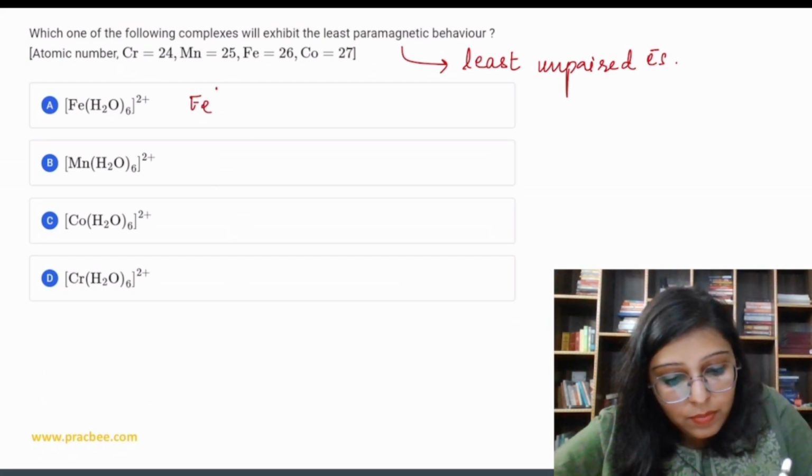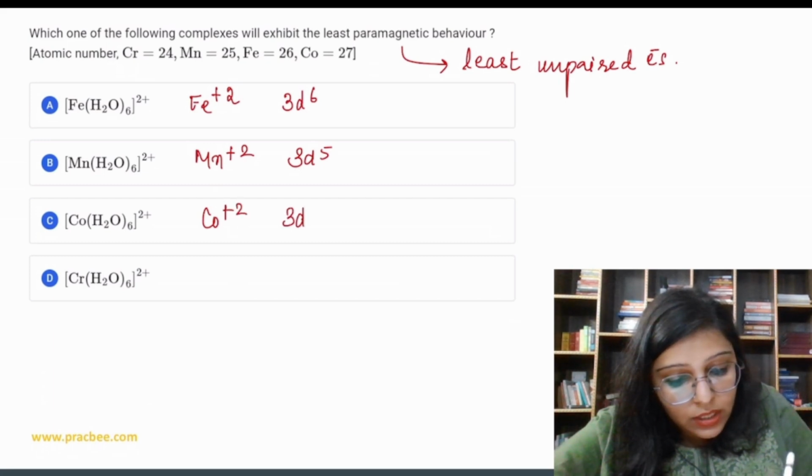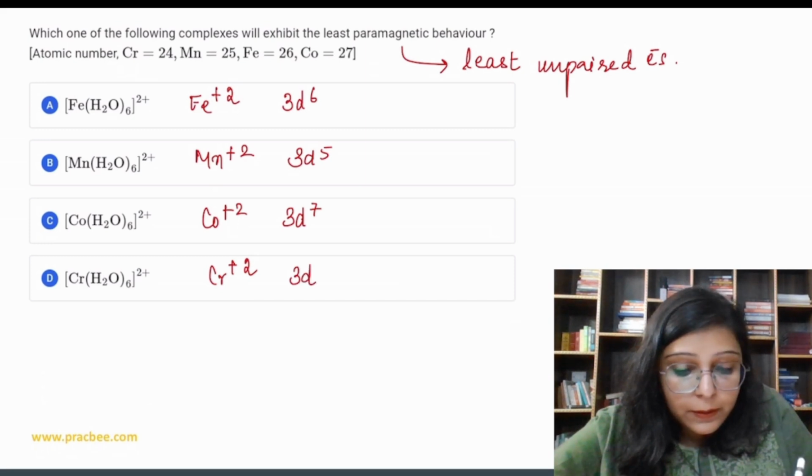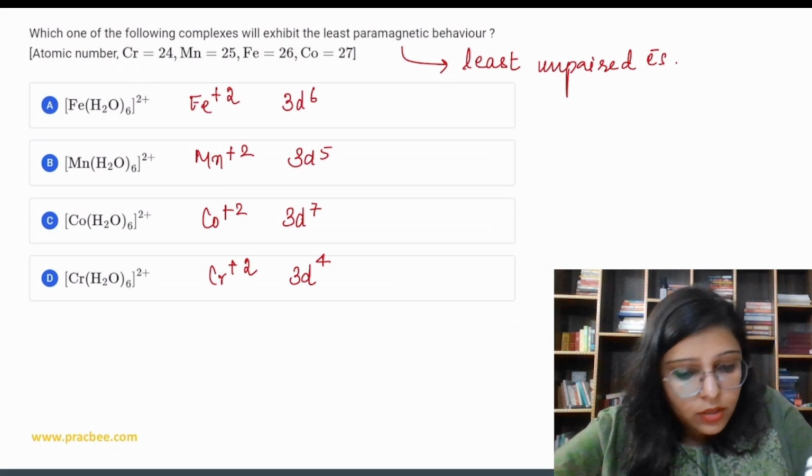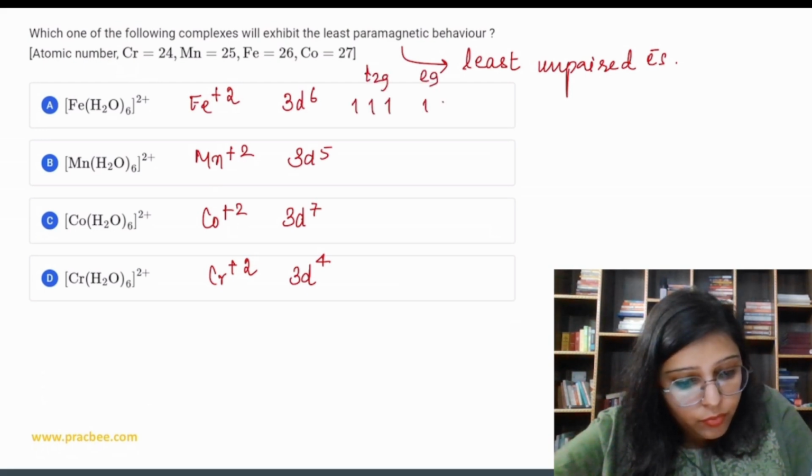So see, this is Fe plus 2, so this is 3d6. This is Mn plus 2, so this is 3d5. This is Co plus 2, so this is 3d7. This is Cr plus 2, so this is 3d4. Now we are going to write, because of H2S, T2g and eg1. So T2g and eg. So 1, 2, 3, 4, 5 and 6. So 4 unpaired electrons.